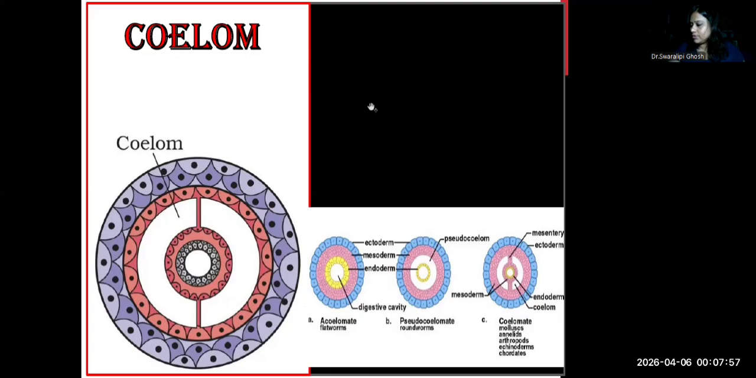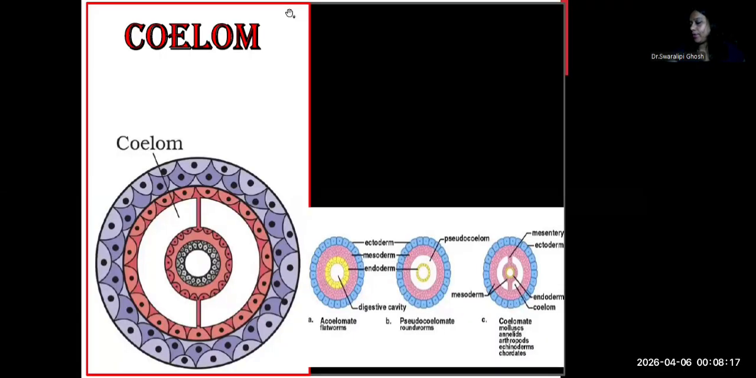Whenever we say that anything which is true, like as I've told you, anything which is false, we call it as the pseudo. And similarly, anything which is true, we call it as eu. Okay. So here comes the word, we will say eucoelomate. Okay. Eucoelomate. Now, in case of eucoelomate, that is a true coelom is present.